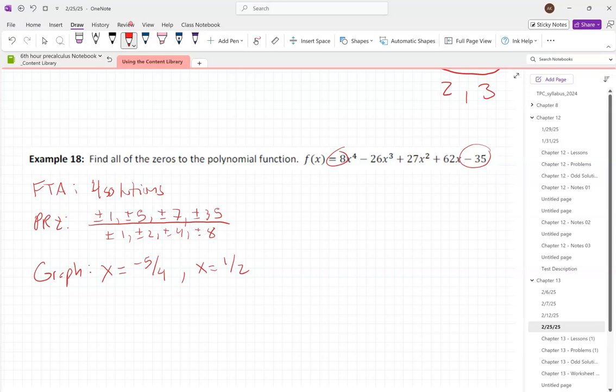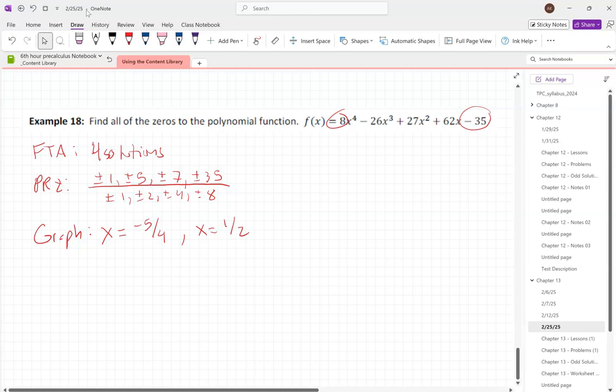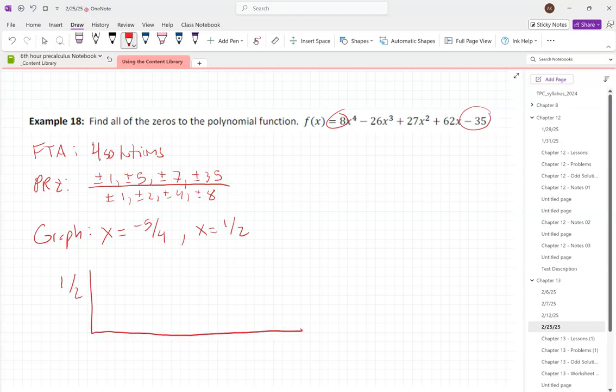Which stinks because now I have to do synthetic division with a fraction, but it's all right. We can handle that. Of the two fractions, which one would you prefer to start with? Goodness gracious, let's pick that 1/2, right? That's a much easier number to multiply with because it's just like dividing by 2, you know what I mean?